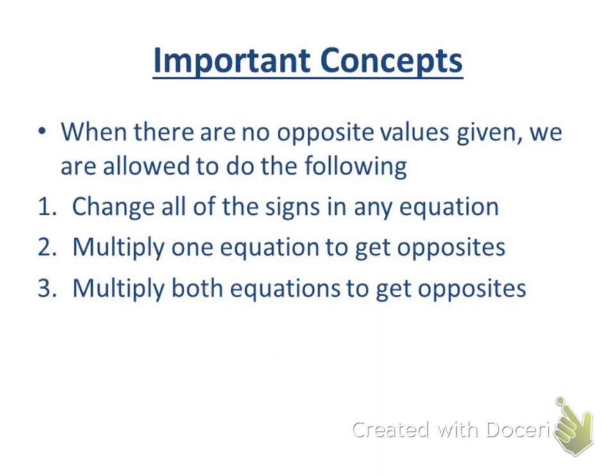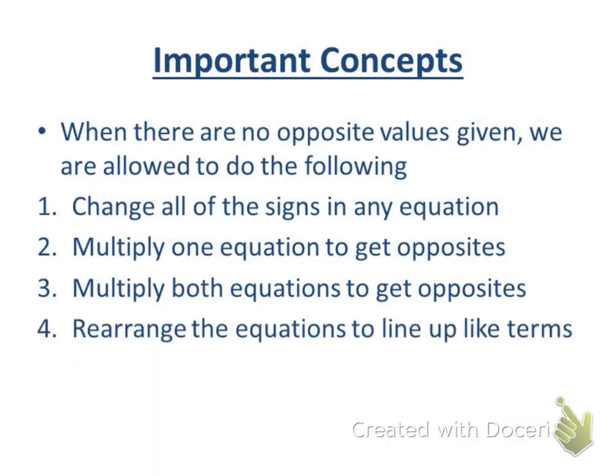We are also allowed to, because in the elimination method we need our x and y's to line up. We're allowed to move things around by rearranging the equations to line up like terms. And we do that by adding or subtracting things from both sides to get things in the same position.